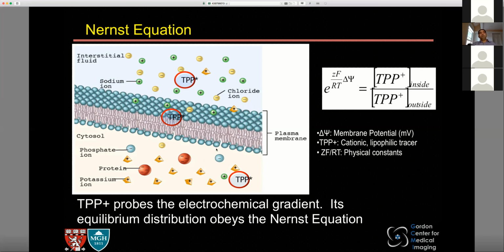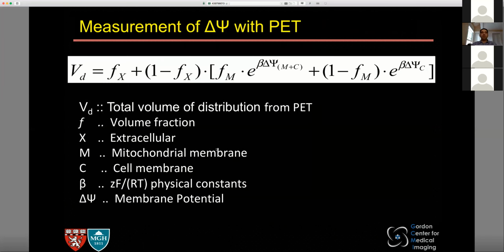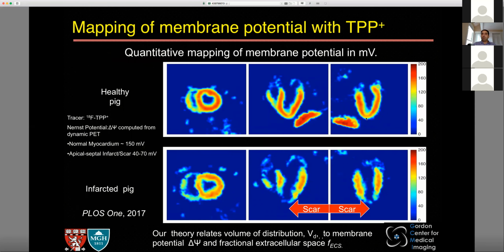Great. But if I want to do that, I need to know what the extracellular space is, because I need to quantify that. And that is something I can measure only with MR. So if I have a PET-MR, I can measure at the same time the extracellular space with T1 mapping and the membrane potential with PET. And I can get a number that tells me what's the voltage in the myocardium.